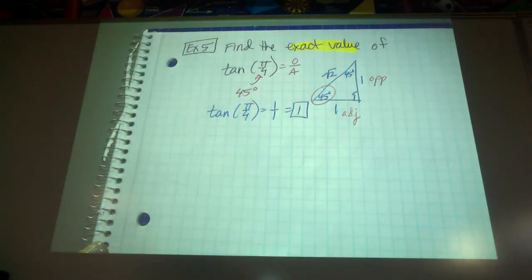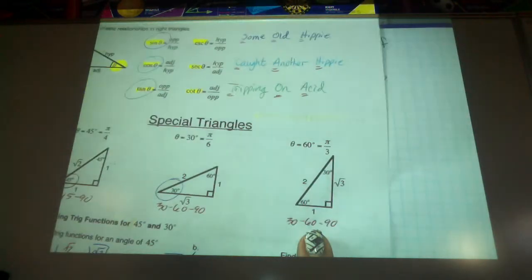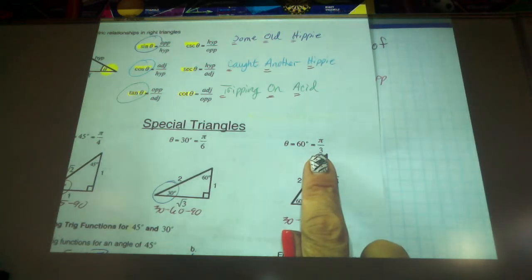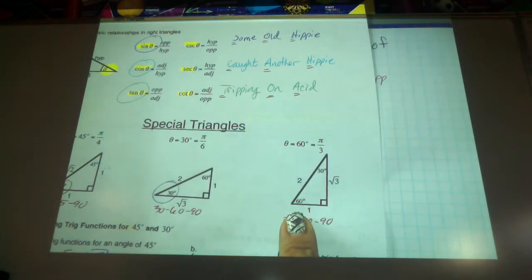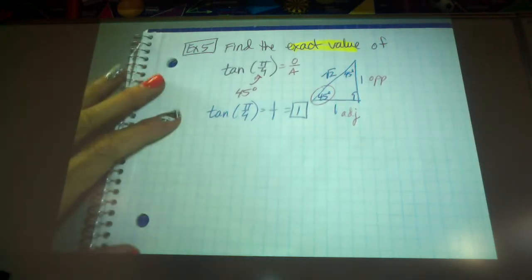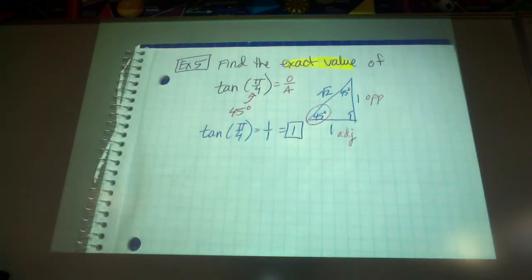If I said the tangent of pi over 3, well, pi over 3, you're going to use this triangle. Pi over 3 is a 60-degree angle, so that's why that's your angle of reference. Wouldn't tangent be radical 3 over 1, which is radical 3? That's all those problems are asking of you. So when it's asking for exact, it wants it in radical form and or whole number form, as this one is. No decimals. Should not need a calculator.